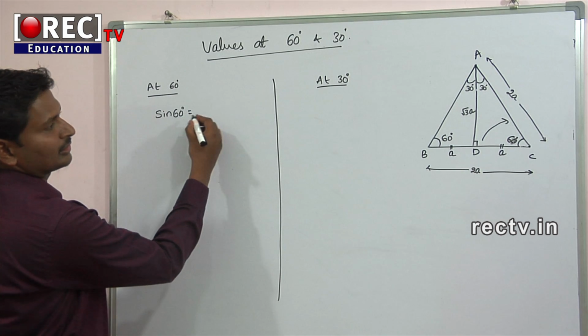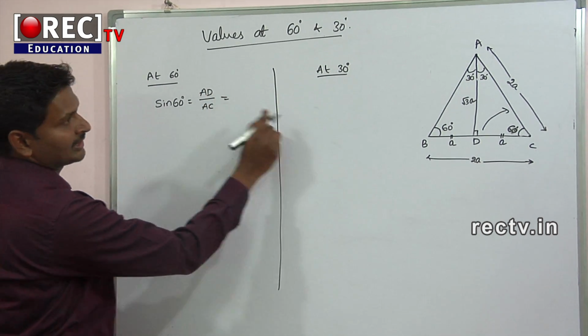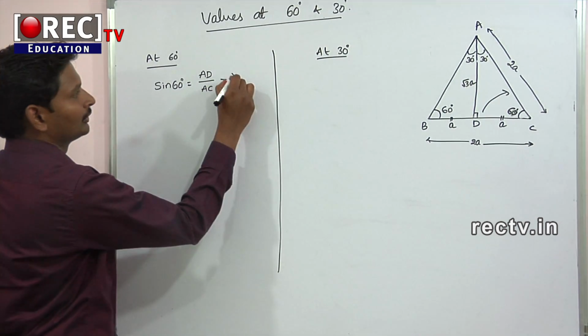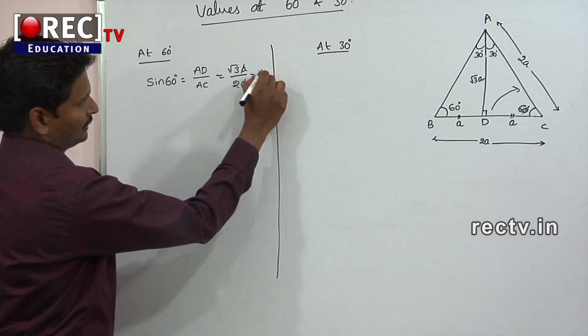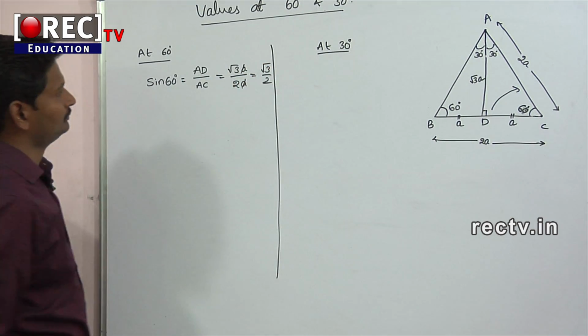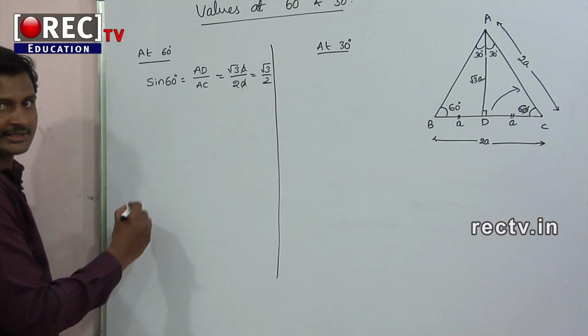Sin 60 degrees is equal to opposite side AD divided by hypotenuse AC. What is AD value here? Root 3a divided by AC value 2a. 2 gets cancelled and this is equal to root 3 by 2. Sin 60 degrees is equal to root 3 by 2.